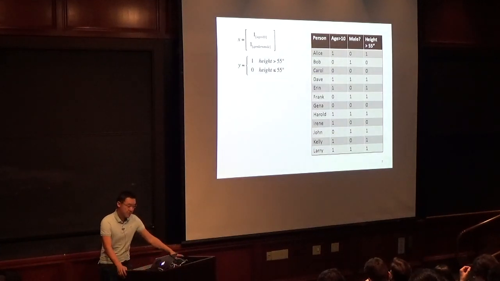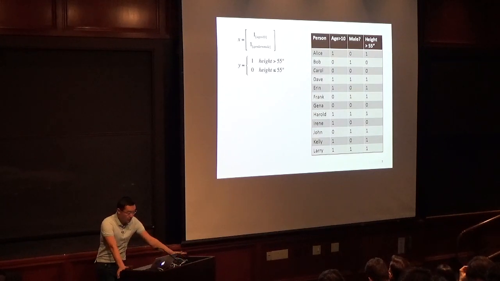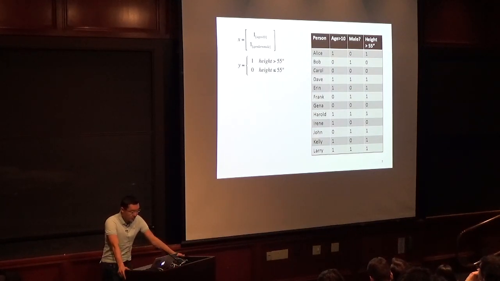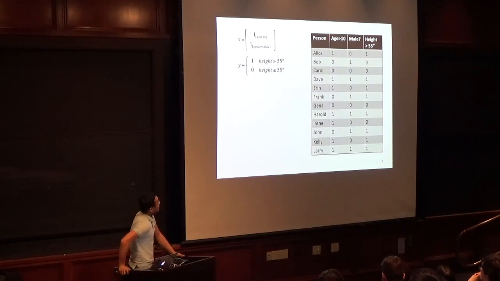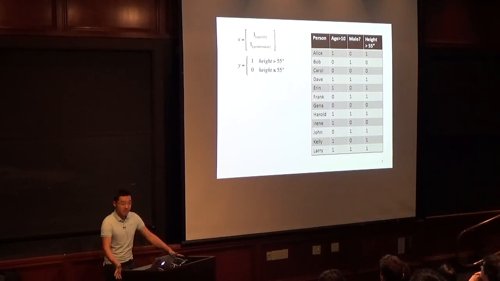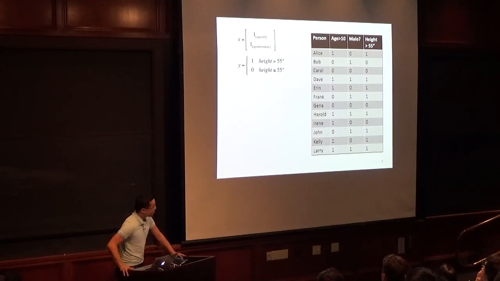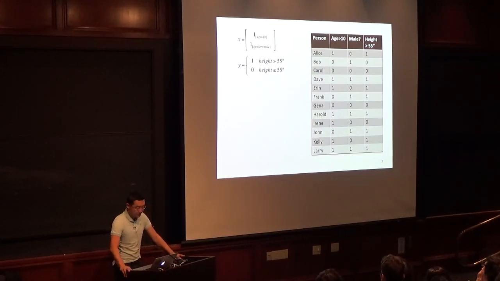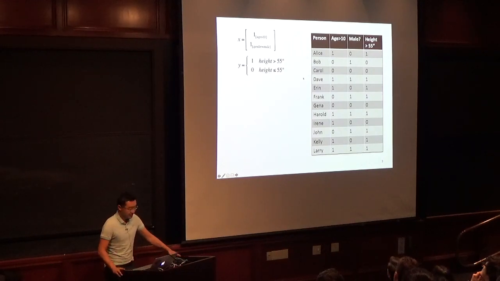But first, let's talk about a very, very simple contrived toy example. So there are 2 features, and they're both binary, so 1 or 0. The first feature is age. Is the age greater than 10, yes or no? And the second feature is the gender male, yes or no. So binary features, a very simple toy example. And then y, in this toy example, is a binary label. Is the height greater than 55 inches or less than or equal to 55 inches?